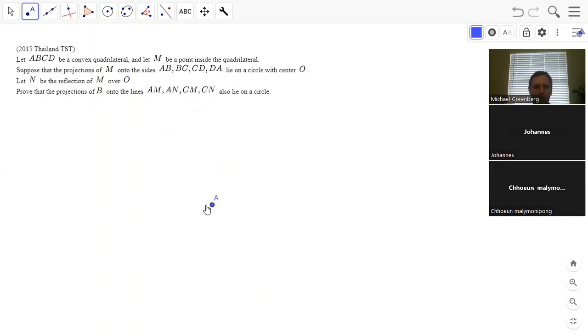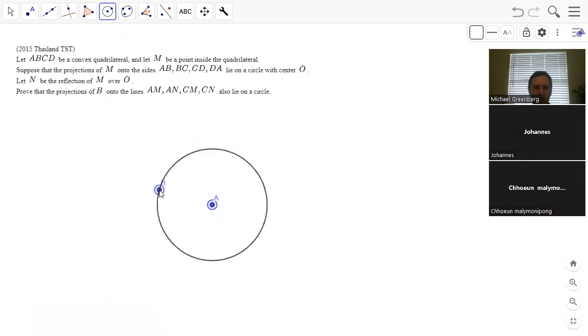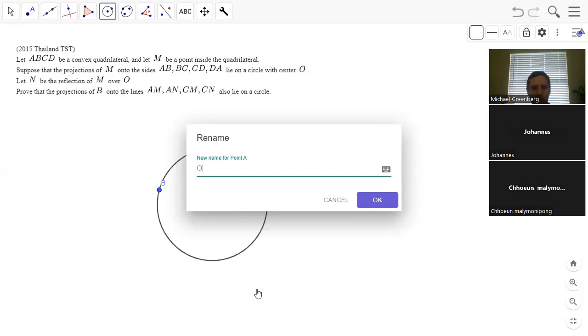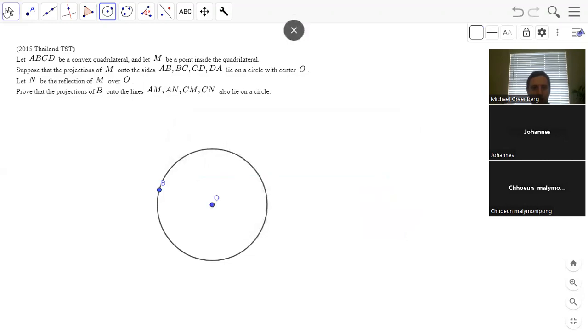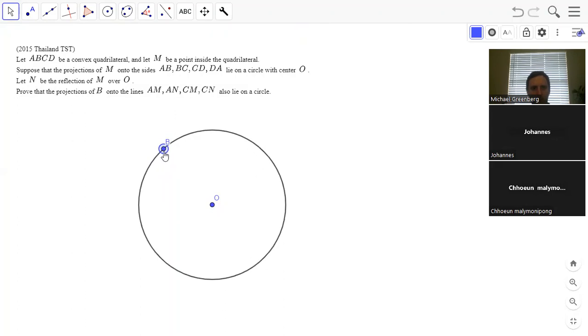We can just do it like this. So first I draw a circle. Then I'm saying the 4 projections. So it's kind of like this. This is kind of interesting.